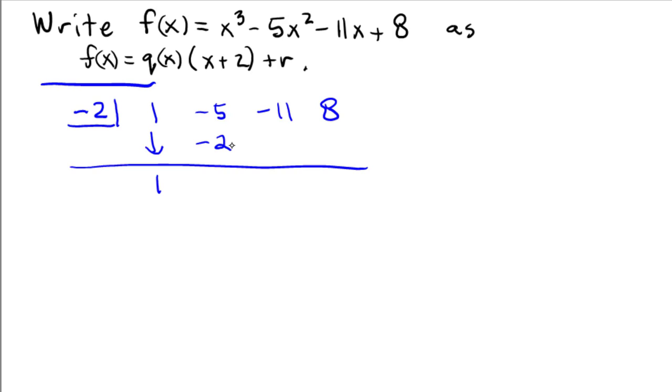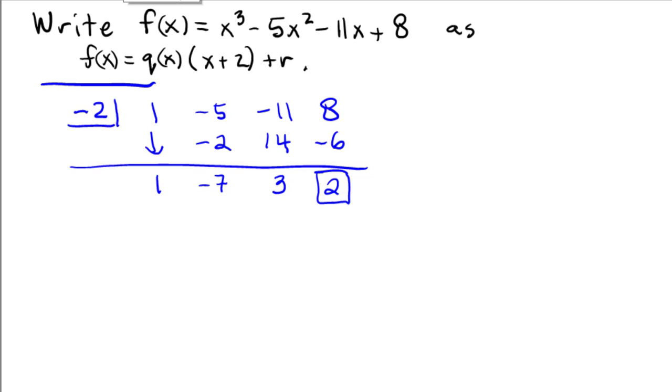Negative 2 and negative 5 together are negative 7. Multiplied by negative 2 is 14. Add 3. Multiply, negative 6. Add 2. So 2 is the remainder when we divide our original polynomial by x plus 2.